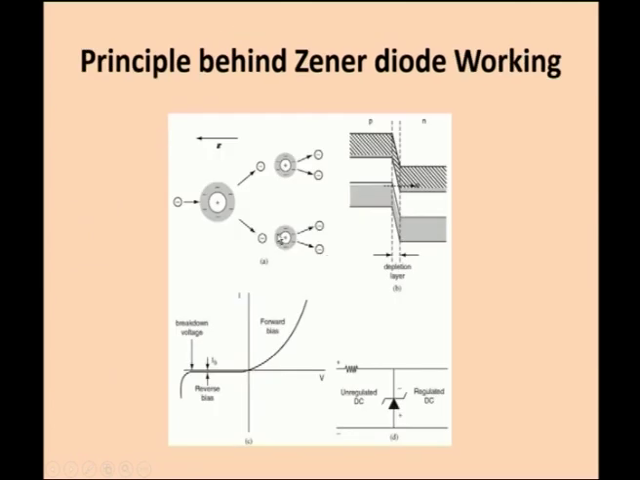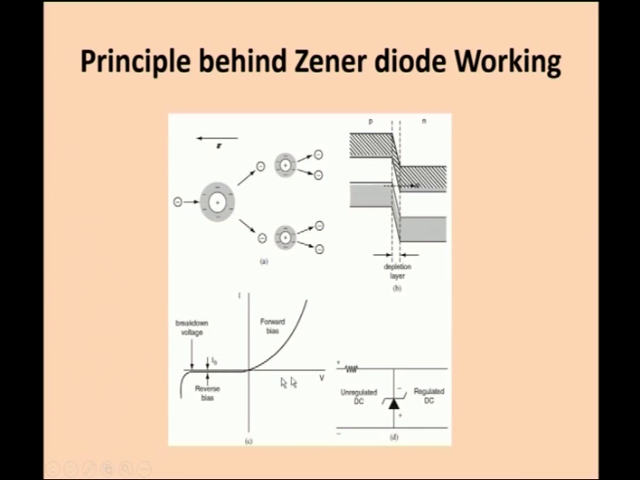In the Zener diode, this is the VI characteristics of Zener diode. During the forward bias, similar characteristics are obtained in the Zener diode as well as in the PN junction. But in the reverse bias condition, once the Zener voltage is reached, when you increase the voltage beyond this Zener voltage, the current is maximum here. The maximum current will flow through the Zener diode.